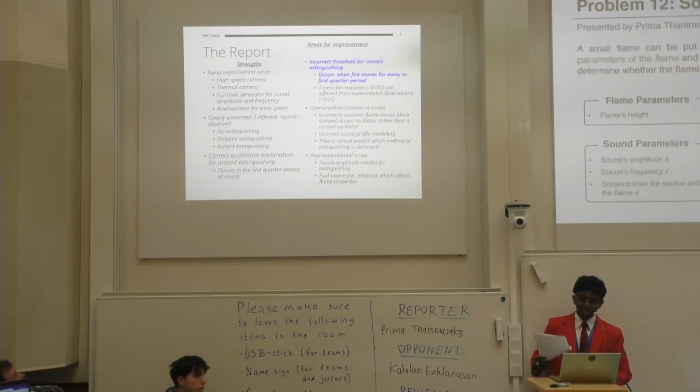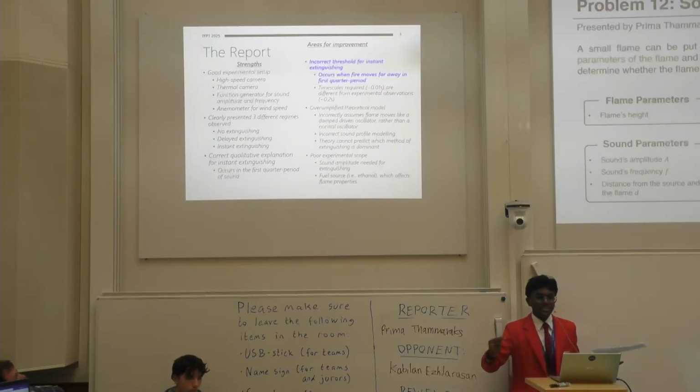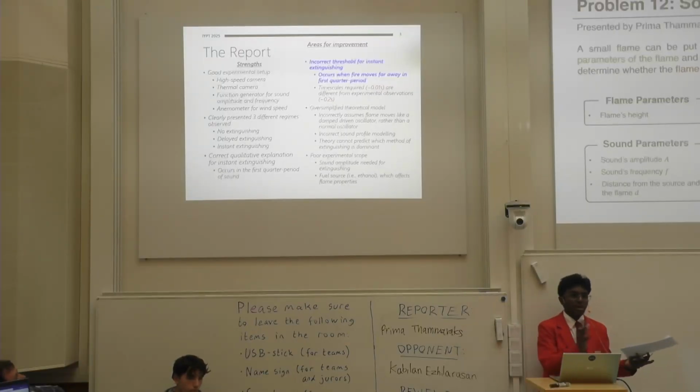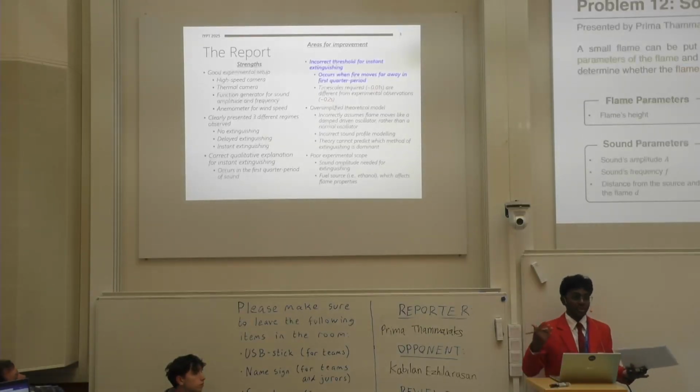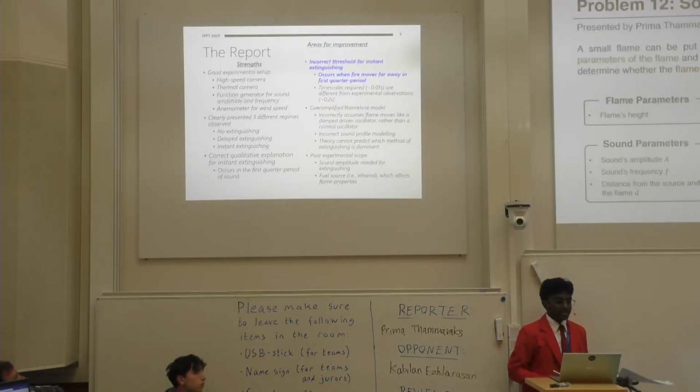Next, they had a rather poor experimental scope where the sound amplitude needed for extinguishing is not really explained. I would think that increasing the sound amplitude will cause the flame to oscillate further. When it oscillates further, it could be cooled down a lot faster, and because of that, the time taken to extinguish would be shorter, and the threshold to extinguish could be different. However, this is not varied, and I feel that this is a rather important parameter.